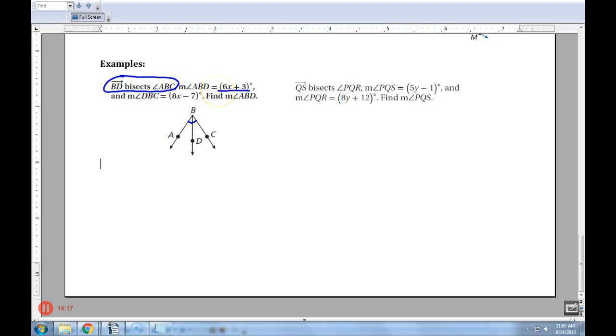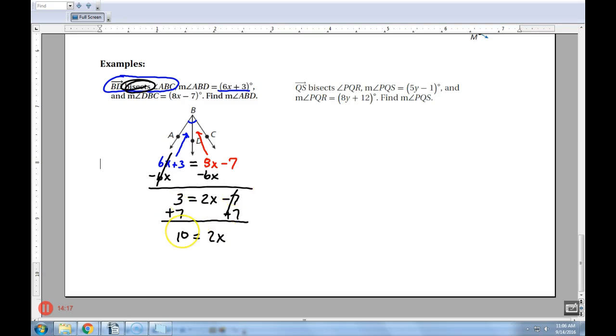ABD is 6x plus 3. So this angle right in here, I don't really have enough room, so I'm going to use an arrow. That's 6x plus 3 degrees. And the right side, angle DBC, this side, is 8x minus 7. Well, since this is an angle bisector, because of this word bisect, I can set these two angles equal to each other. I know they have to be the same measure. And now it's pretty much just an algebra problem. I'm going to subtract the 6x from both sides, which gives me 3 equals 2x minus 7. And since I have all the x's on the right, I'm going to get my numbers on the left. So I'm going to do the opposite and add 7 to both sides.